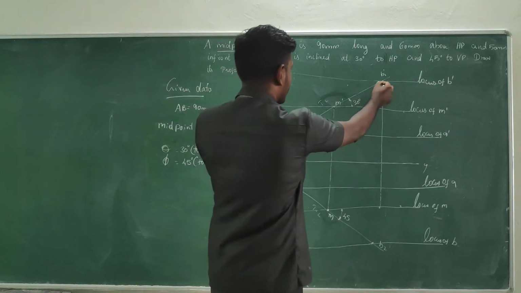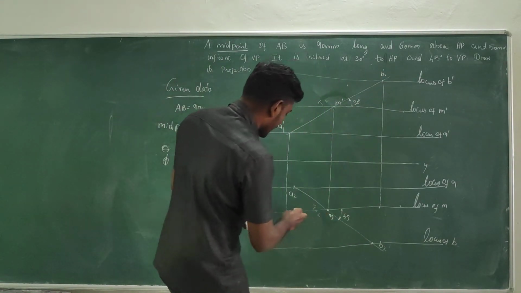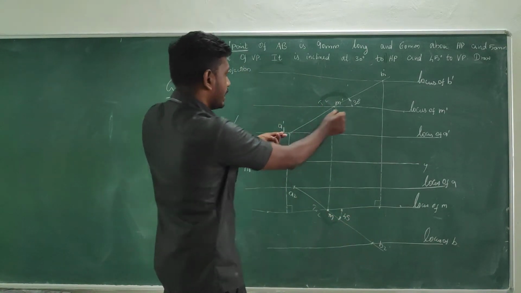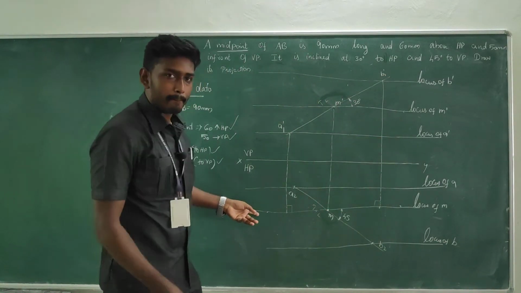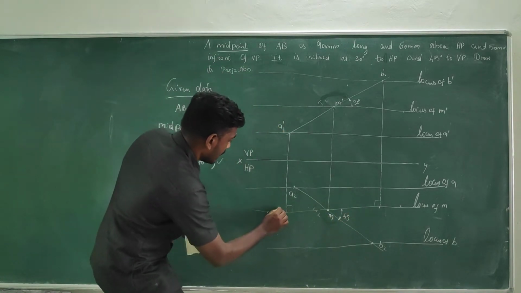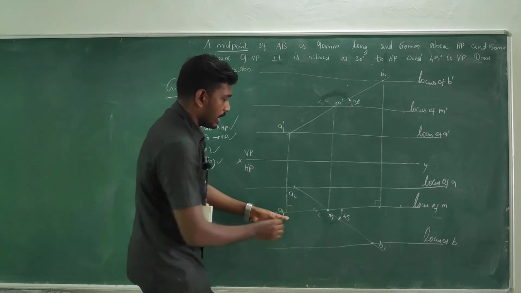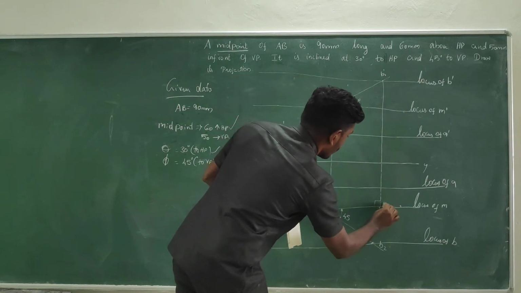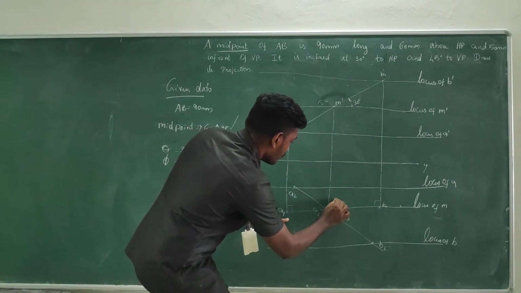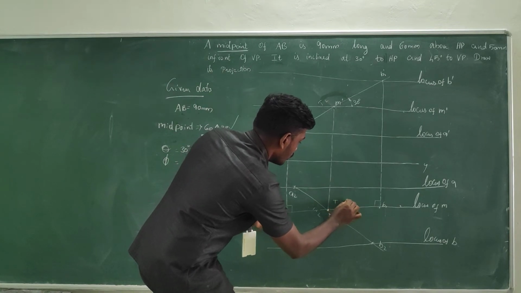From the ends of the front view, we have dropped the 90-degree lines, something like this. Can you see? From the ends, we have dropped the lines. That means the line A1 B1 is the top view length.